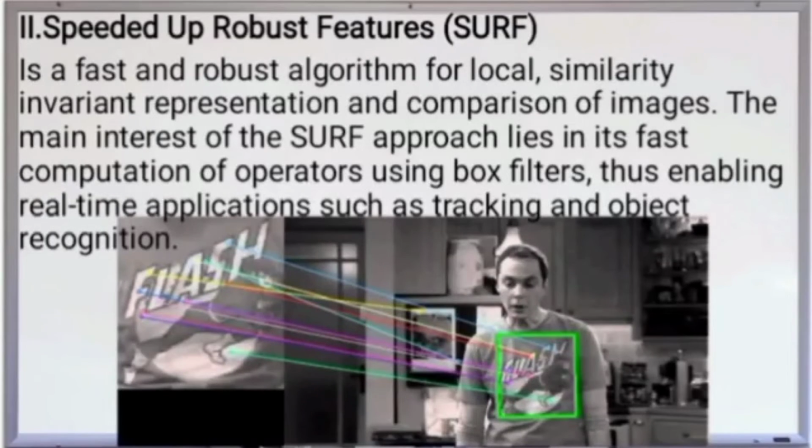And now let us proceed to the speeded up robust features, SURF. It is a fast and robust algorithm for local, similarity invariant representation and comparison of images. The main interest of the SURF approach lies in its fast computation of operators using box filters, thus enabling real-time applications such as tracking and object recognition.